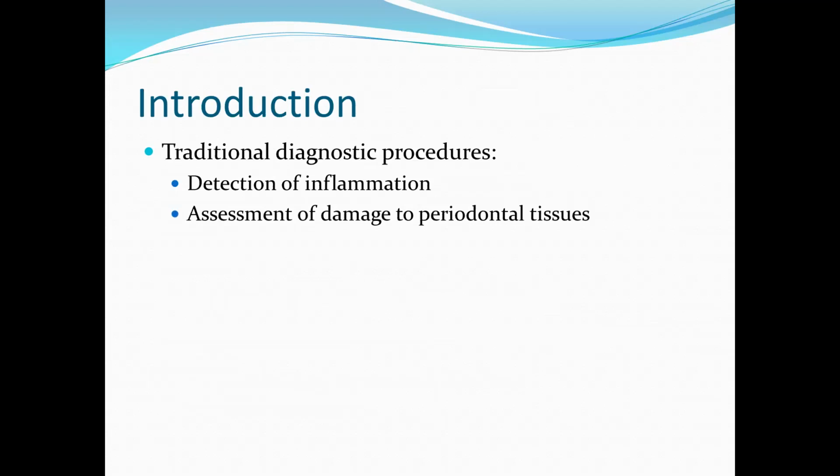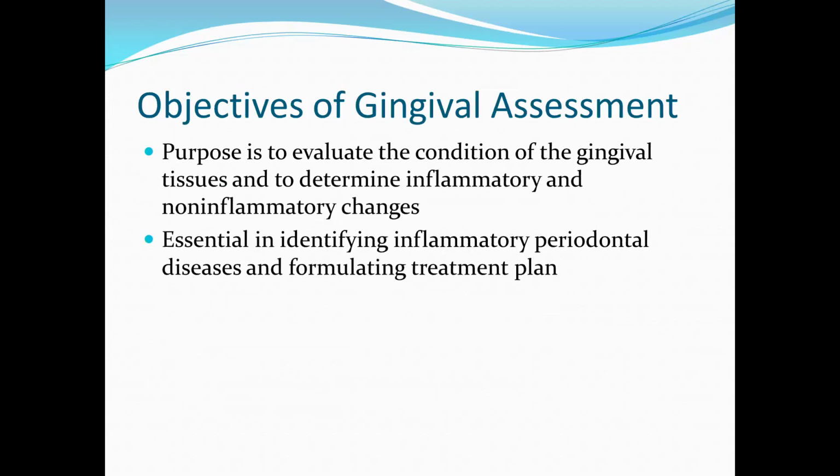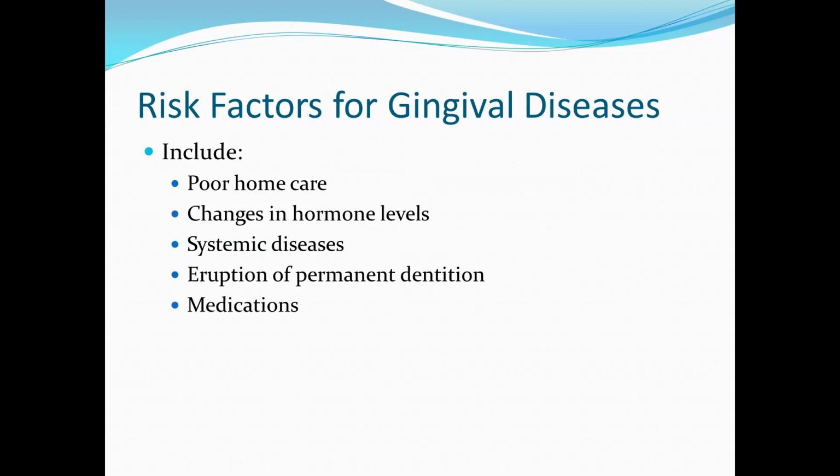This is always telling us what the patient has today and what has happened in the past. So we're looking for the health or disease state with how the patient's presenting themselves today and what's gone on in the past. We don't know if it's ongoing or not. So the purpose is to evaluate the condition of the gingival tissues and to determine inflammatory and non-inflammatory changes. And it's essential in identifying inflammatory periodontal disease as well as formulating the treatment plan. What do you need to do for this patient? What does the patient need to do also? Because it's a two-way street.